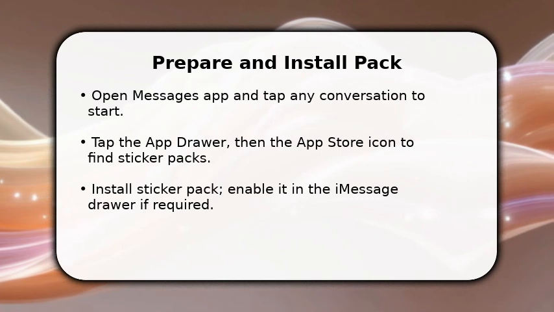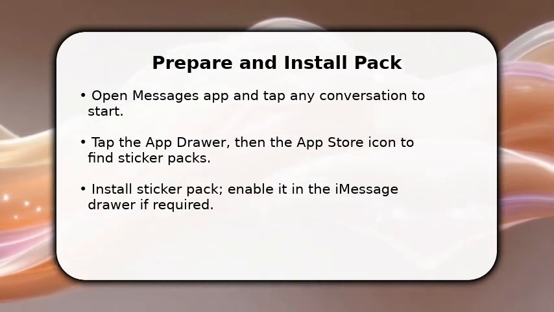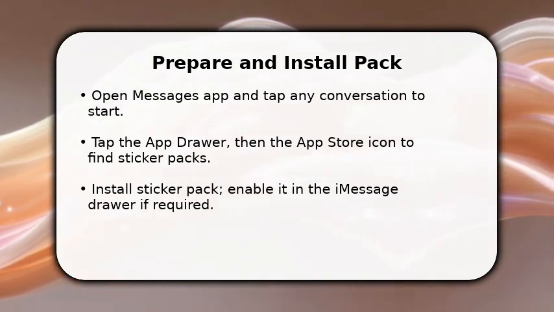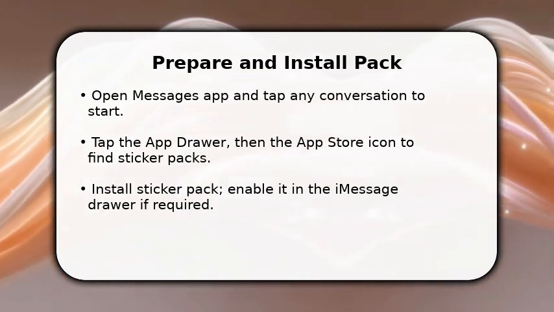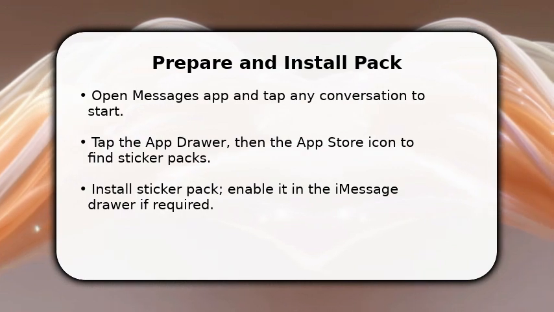Once done, make sure the pack is enabled in the drawer. Swipe the app tray, tap Edit, then toggle the pack on. You're now positioned to place stickers. These steps get the pack into your workflow fast, so you don't waste time hunting in settings.